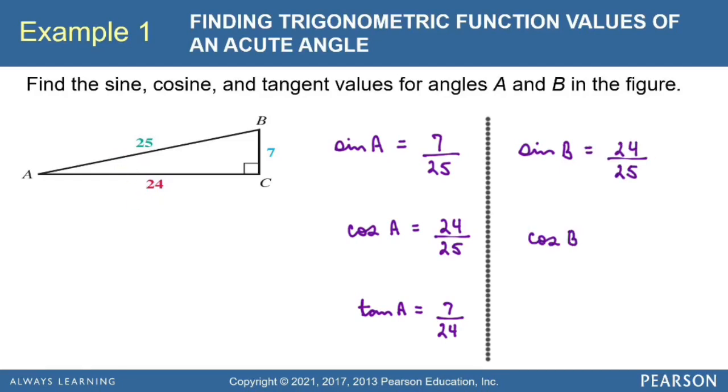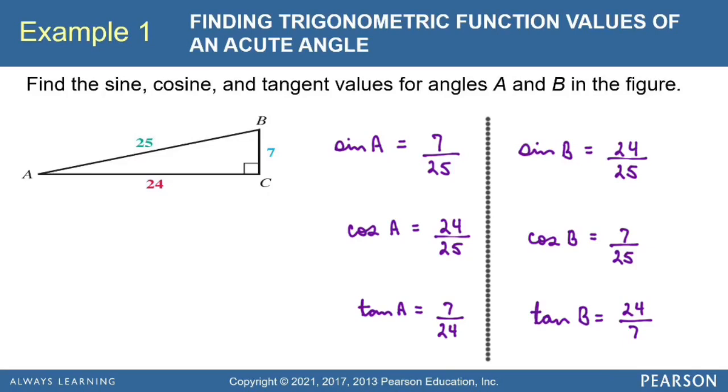The cosine of B is adjacent over hypotenuse, but this time the adjacent side is 7. So the cosine is going to be 7 over 25. And the tangent of angle B will be opposite over adjacent, so that's going to be 24 over 7. So notice here that the sine of angle A is the cosine of angle B, and the sine of angle B is the cosine of angle A.